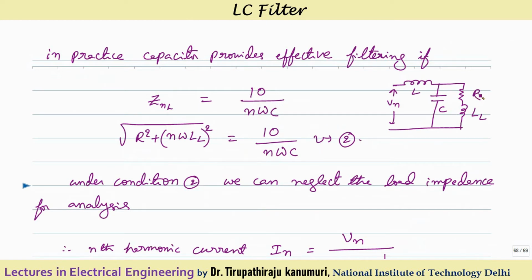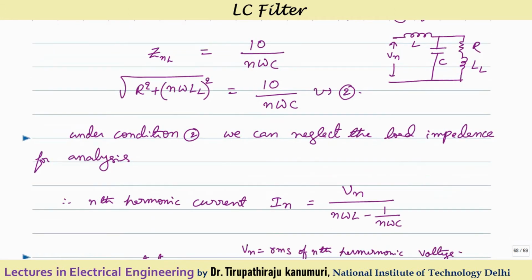Your load impedance has the combination of resistance and reactance. So to avoid confusion with this L, I am representing this as LL. So we can tell the load impedance is square root of R square plus (n omega LL) square, which is much greater than 1 by n omega C. So let us take it as equation number 2.